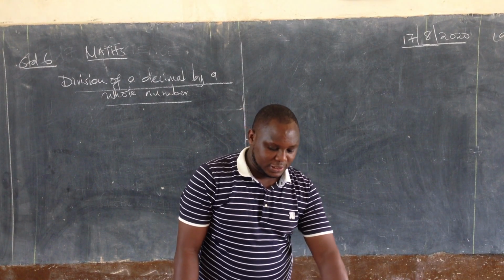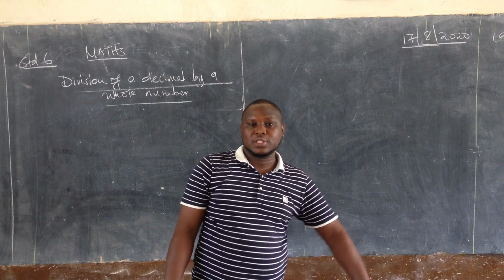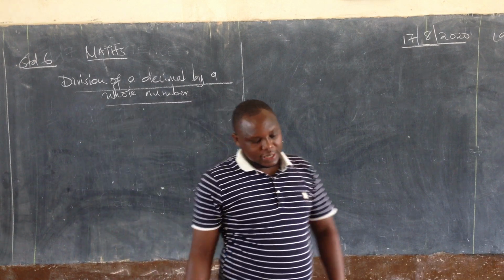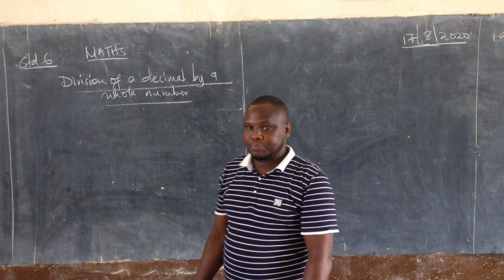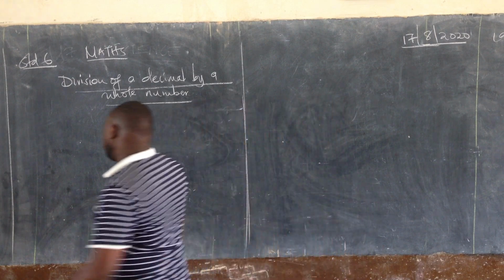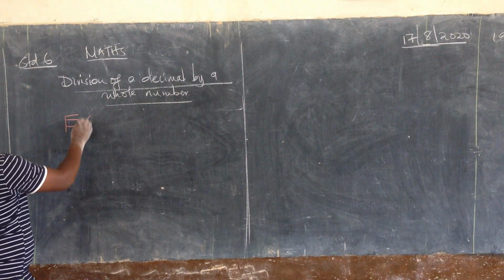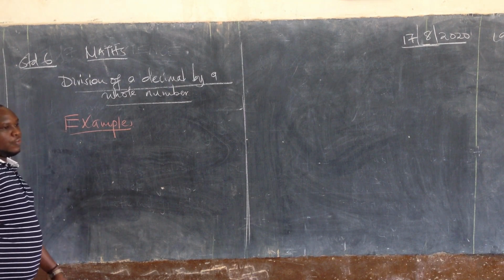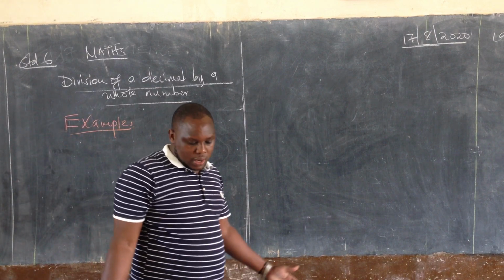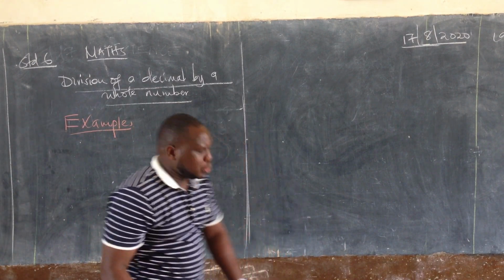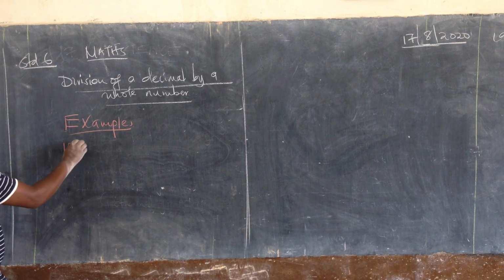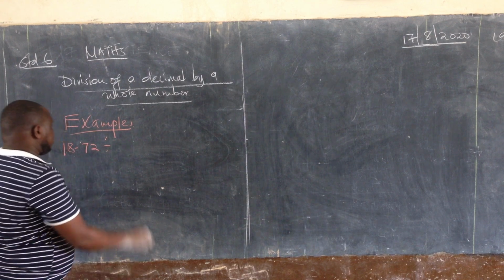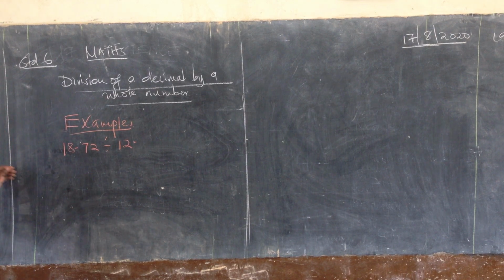And we still continue to deal with decimals. In today's lesson, we are going to deal with the division of a decimal by a whole number. We are going to see how we can divide a decimal with whole numbers. So I want to give you examples of what we are going to do. Like one, we have 18.72 divided by 12. Let's see what we're supposed to do.